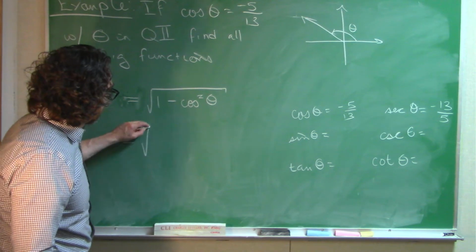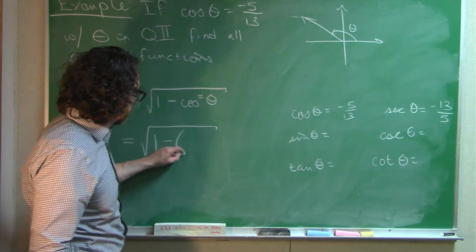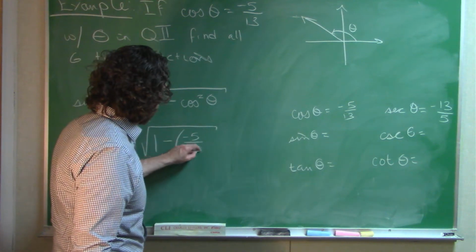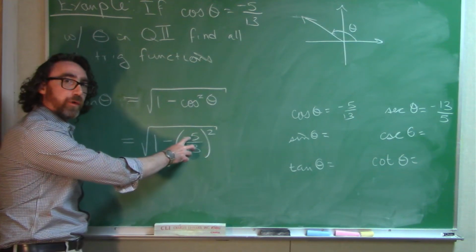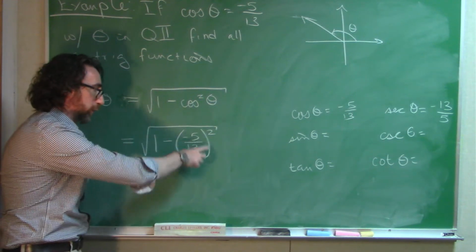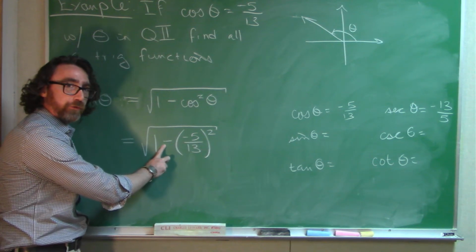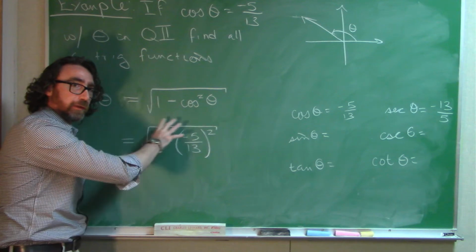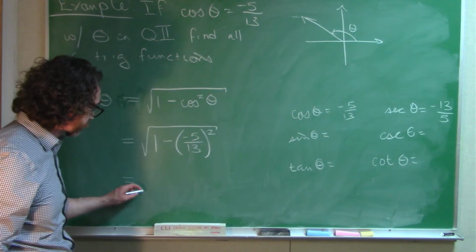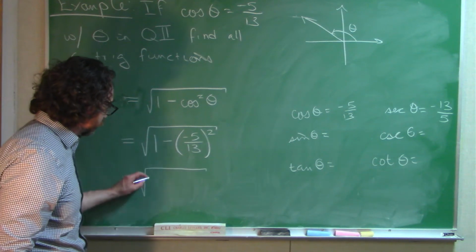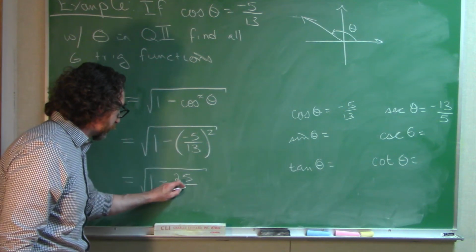Okay, now, they tell me that cosine theta is negative 5 over 13. So cosine squared becomes negative 5 over 13 squared. Now remember, this is always going to be positive, so you're always going to be doing a bona fide subtracting. You'll never have a negative and a negative in this formula. You'll always always be doing 1 minus something. Okay, so this is 1 minus 25 over 169.